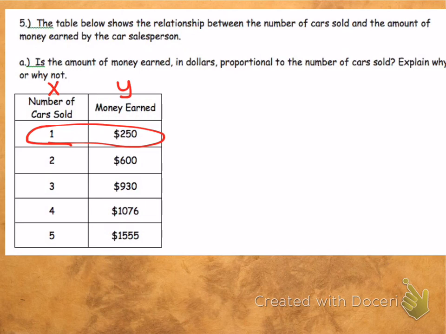If it's $250 per car for 2 cars, giving you $600, is that rate the same? Well, that doesn't really make sense, because if it were $250 for each car, and the rate were proportional, if the rate were the same, then 2 cars would give you $500, not $600. So the answer to this is no, it is not proportional, because the rate of change is not constant.